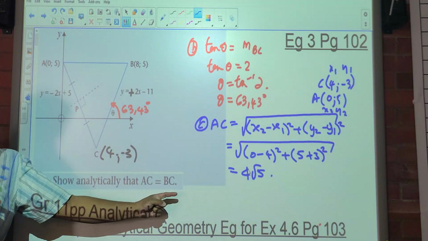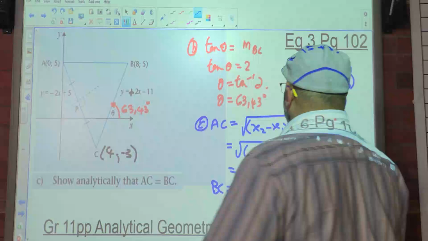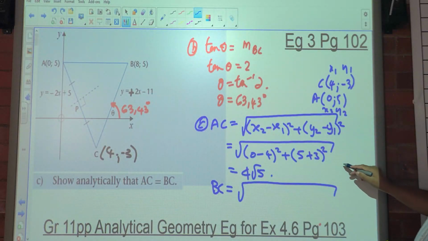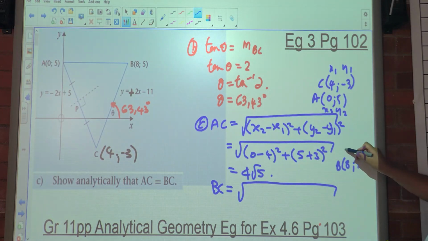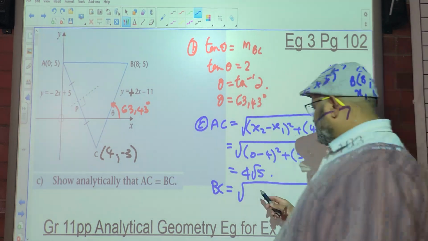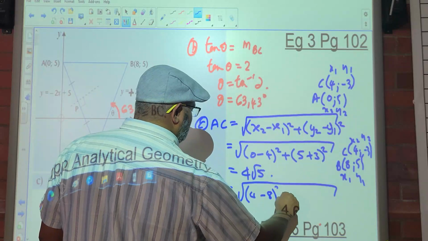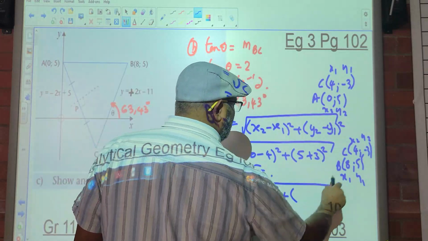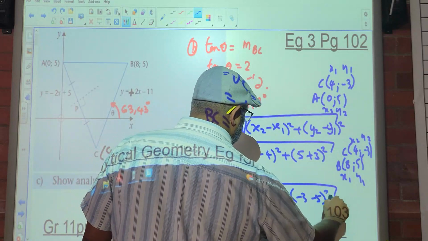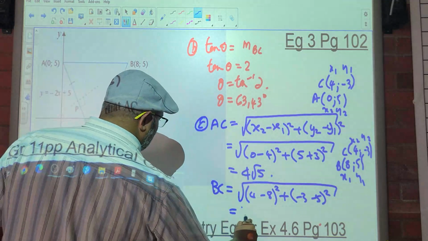Okay, so if I can prove BC is also 4 root 5, I've done the job. Not so? So BC. B is (8, 5) and C, of course, is (4, -3). If I make this x1, y1, that will be x2, y2. So we go: x2, which is 4, minus 8, squared, which is 16. And then negative 3 minus 5, squared, which is 64. Root 80, which is 4 root 5.